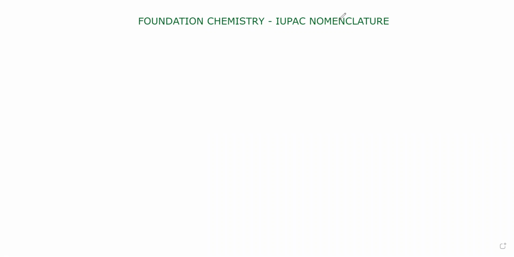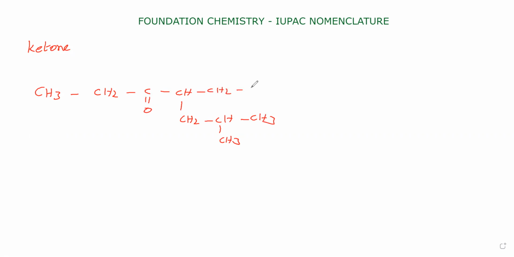Then ketone, we have started. Now we will continue from ketone. Now we are taking the ketone functional group. In ketone, we will go for one molecule. We are taking the molecule like this. We will take the molecule in this way. We have taken the molecule like this.